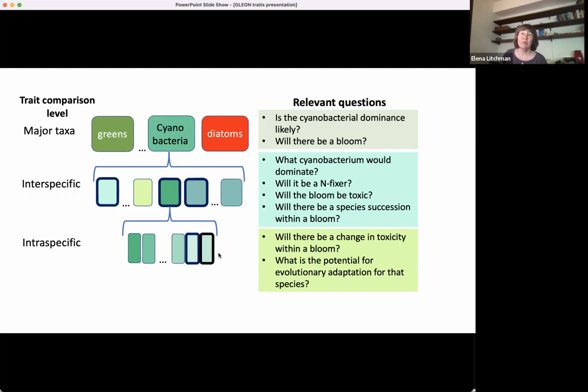So at that intraspecific level, we can ask whether there will be a change in toxicity within a single species bloom, because it has been shown that different strains, even within a single species, may differ in their toxicity. And then when we assess this intraspecific trait diversity, we may ask whether there would be a potential for trait evolution or evolutionary adaptation of a given species to changing environmental conditions.